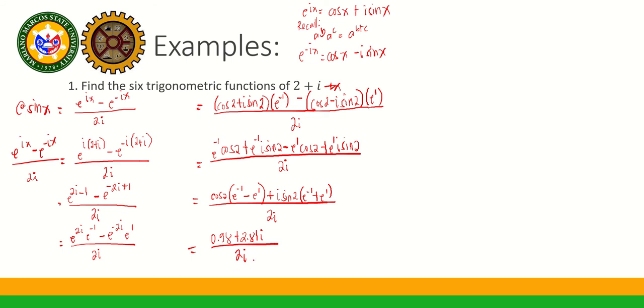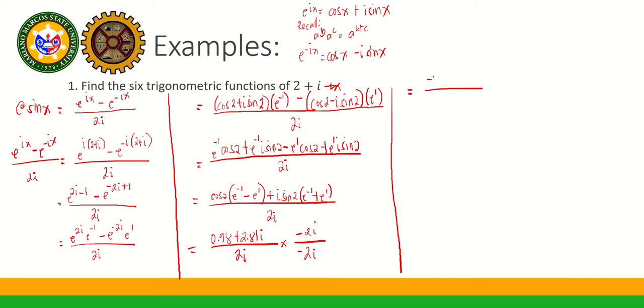Ngayon, kailangan nating i-eradicate or i-eliminate tong denominator. How do we do that? By multiplying it with its conjugate. So, anong conjugate ng 2i? That is negative 2i. Okay? So, from there, this will be equal to, lagyan natin ng division para hindi nakakalito. Yan. So, 0.98 times negative 2, that is equal to negative 1.96i. And then 2.81i times negative 2i, that is equal to negative 5.62i squared.